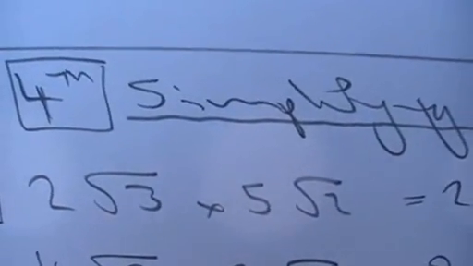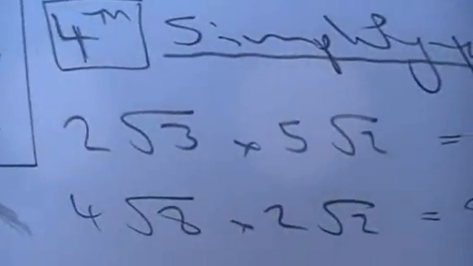Okay, fourth, simplifying surds. So if I had this, treat it exactly as you would if it was like 2a times 5b or something. So you do 2 times 5, which is 10, and then you do root 3 times root 2, which is root 6. So you get 10 root 6.